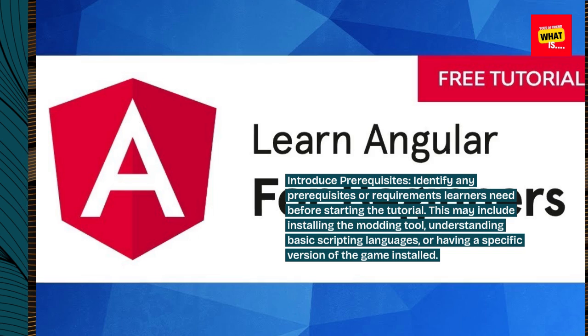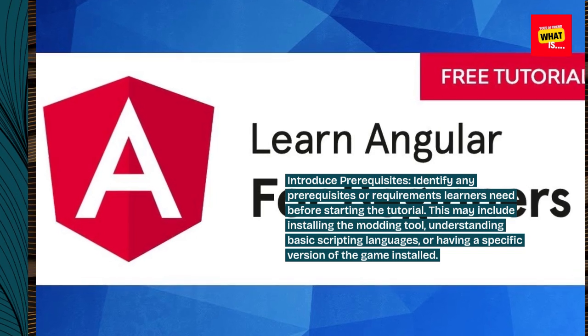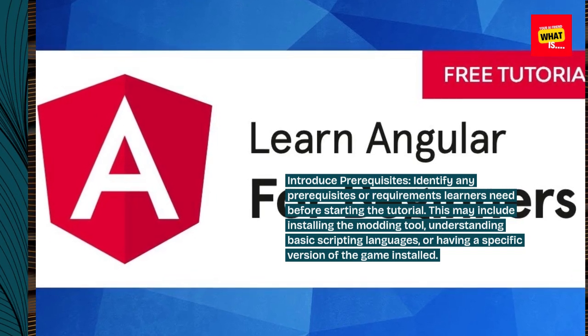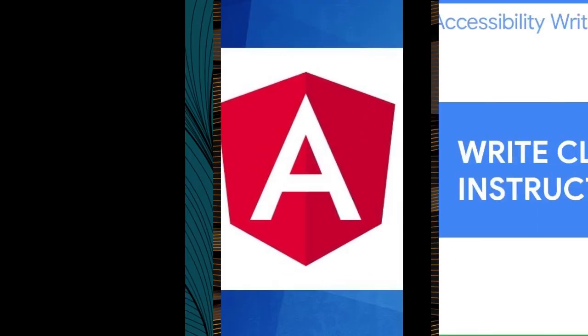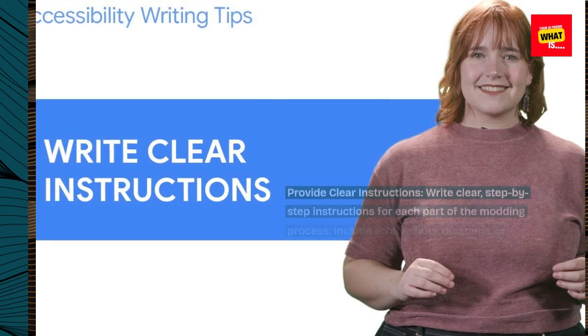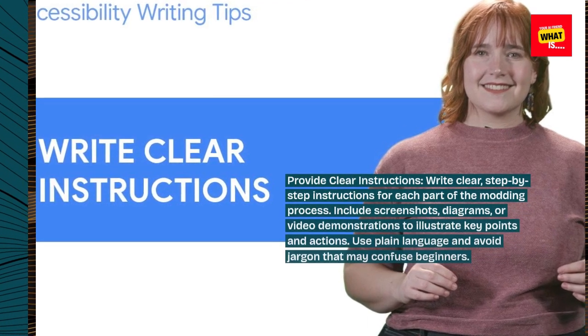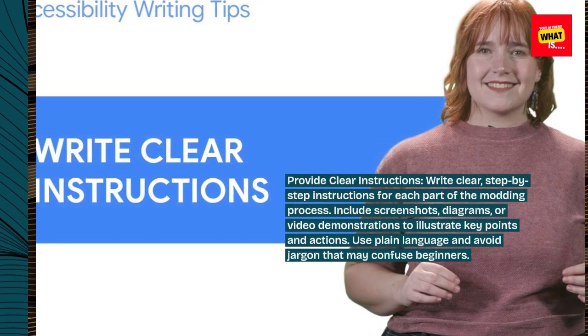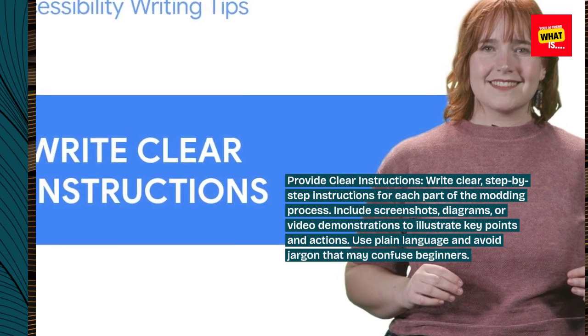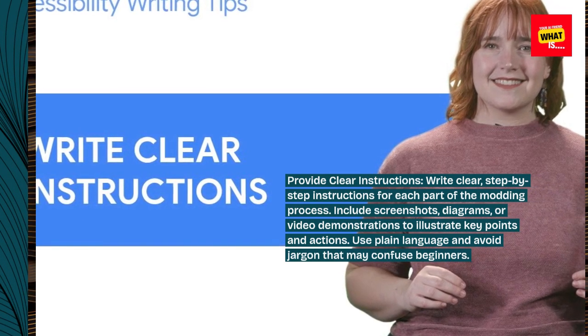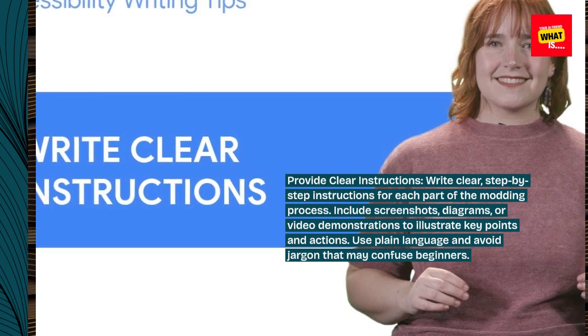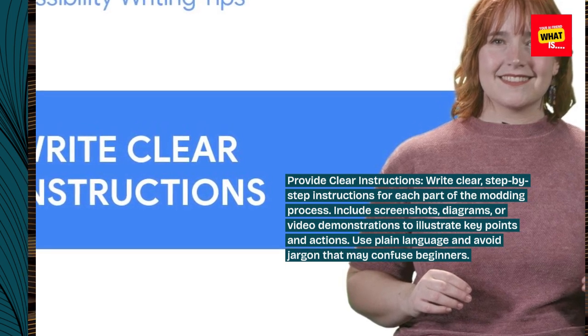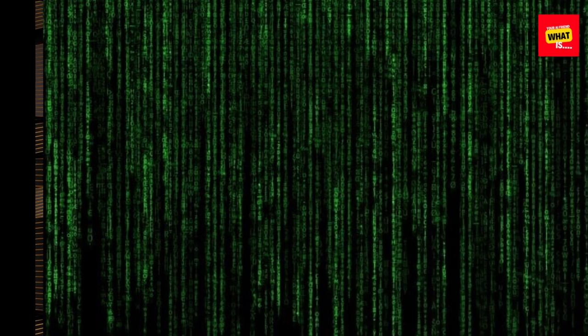This may include installing the modding tool, understanding basic scripting languages, or having a specific version of the game installed. Provide clear instructions. Write clear, step-by-step instructions for each part of the modding process. Include screenshots, diagrams, or video demonstrations to illustrate key points and actions. Use plain language and avoid jargon that may confuse beginners.